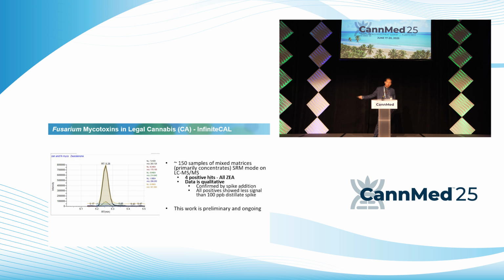But he looked at 150 different samples of mixed matrices. I pointed him in the direction of concentrates, but he just threw this on one of the batches he was analyzing. So again, all different matrix types, but there were 4 different positive hits. All the data is qualitative. These are all below 100 ppb, but we do see some zearalenone there. Again, 4 out of 150 is not insignificant, so it's an area where I think we might need to look more closely. This work is still very preliminary and ongoing.